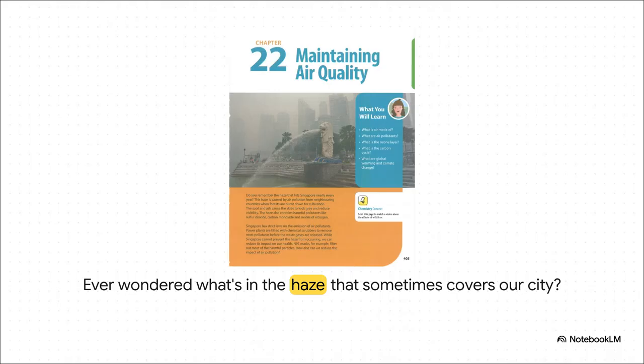You've definitely seen this before, right? That haze that sometimes just settles over our city, making everything look kind of blurry. We know it's air pollution, but what is it really? Like, what are those invisible chemicals that make it so bad for us? Well, today, we're going to use chemistry to pull back the curtain and find out.